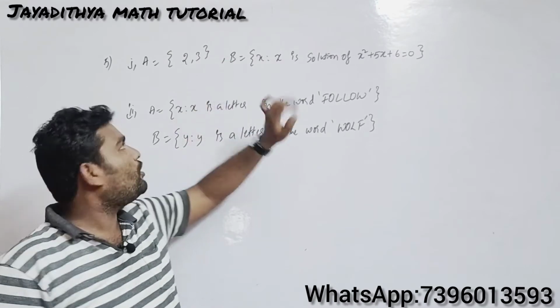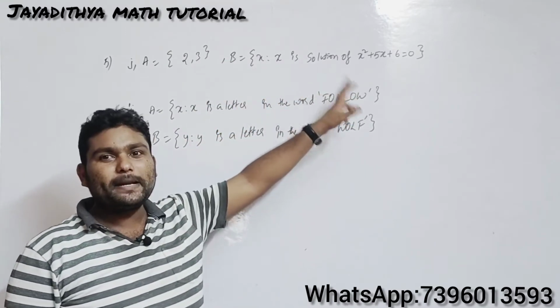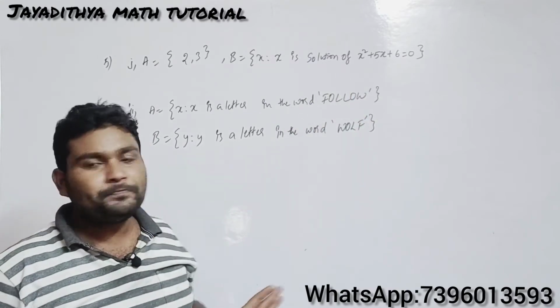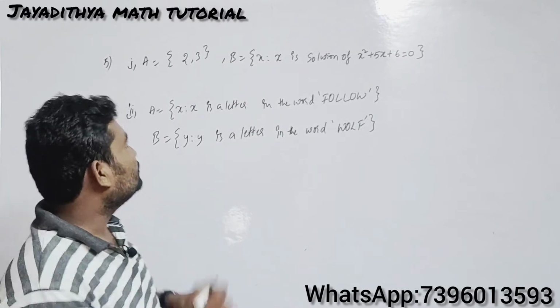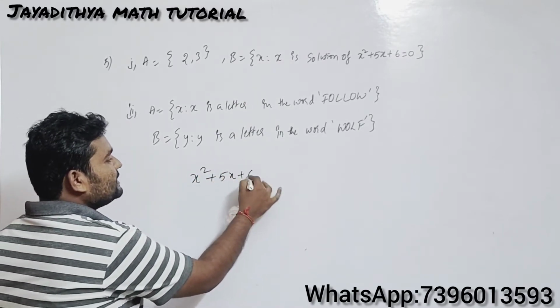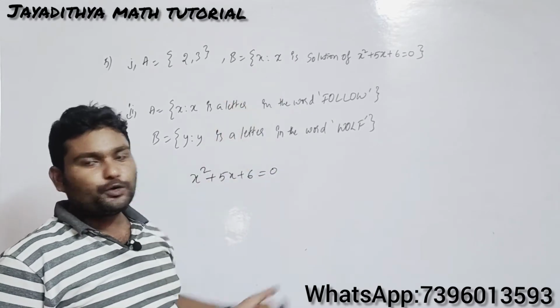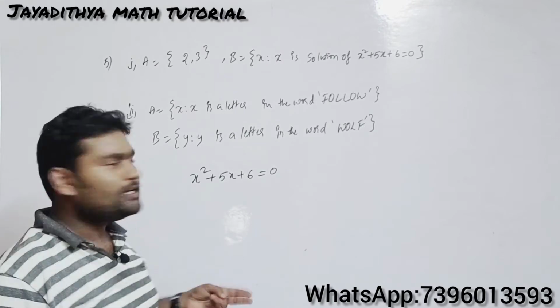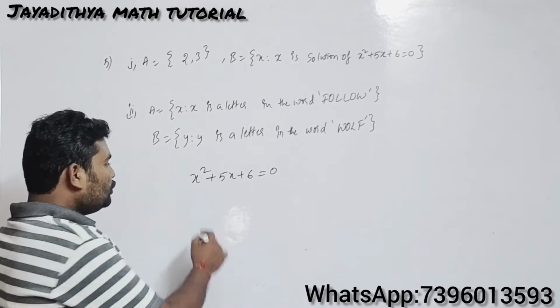B is in set builder form. The set of all x such that x is a solution of x square plus 5x plus 6 is equal to 0. So you need to convert that one into roster form now. So what is the equation he has given? That is x square plus 5x plus 6 is equal to 0. In order to convert set B into roster form, you should find the values of x here. So here I am finding the roots of this quadratic equation. How to find it?